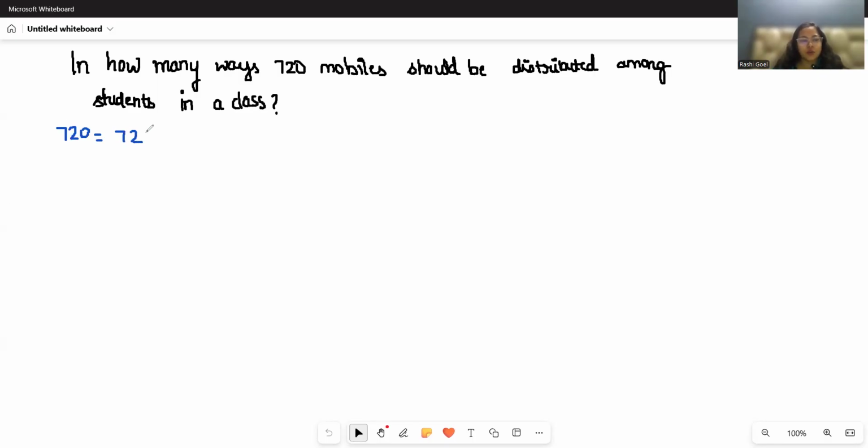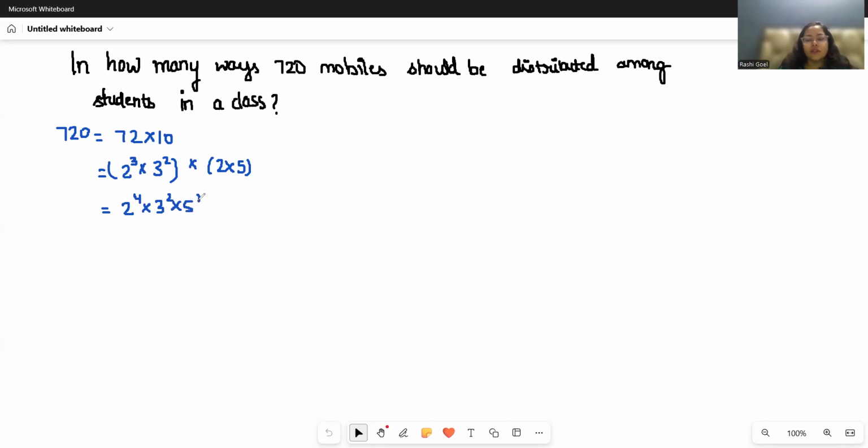That is 72 times 10, or we can write 72 as 2 cube times 3 square, and 10 as 2 times 5. So this gives us 2 power 4, 3 power 2, and 5 power 1.